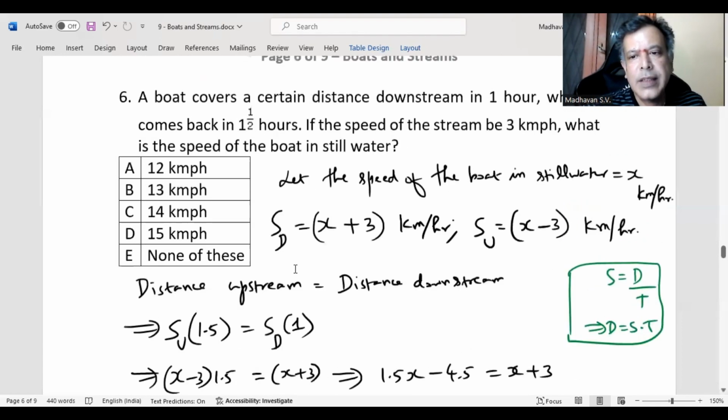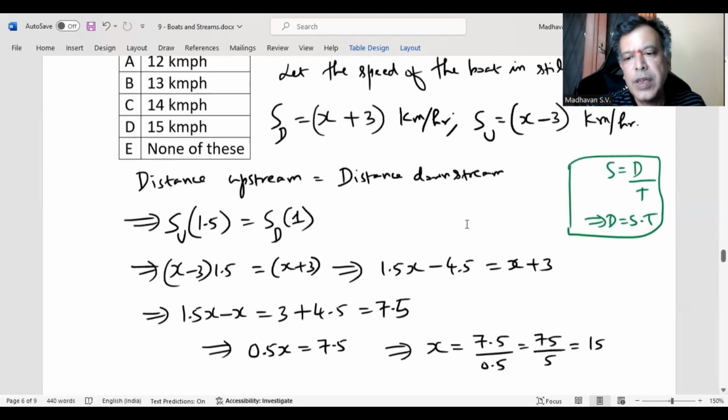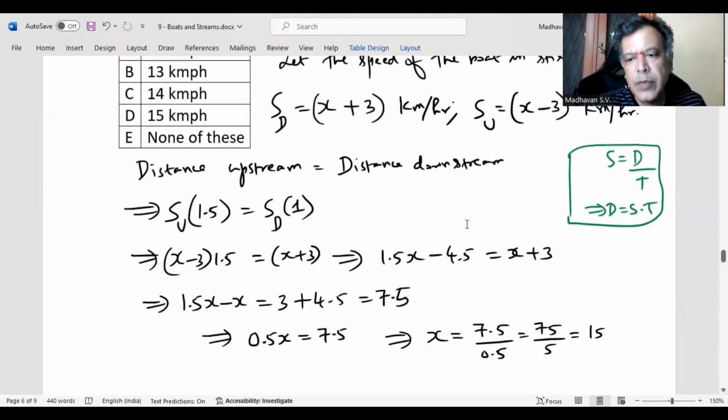So what is that? x is nothing but the speed of the boat in still water. So 15 kilometer per hour. So our option is option D. That is the right option.